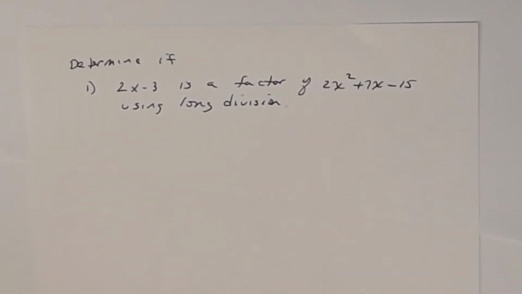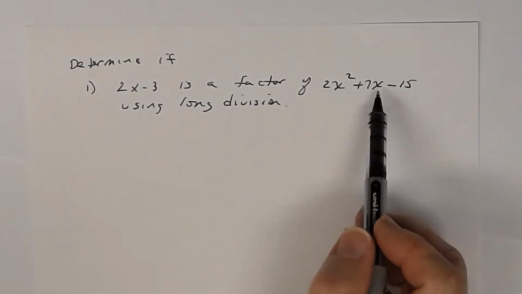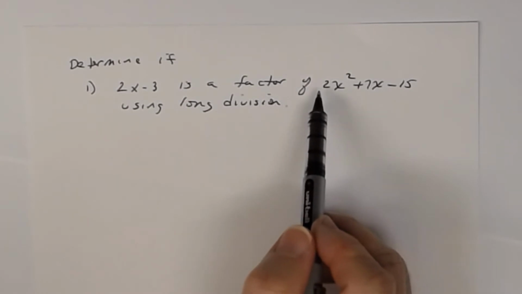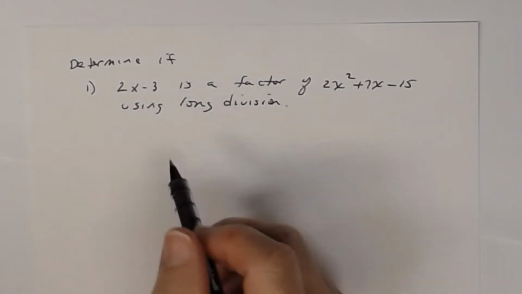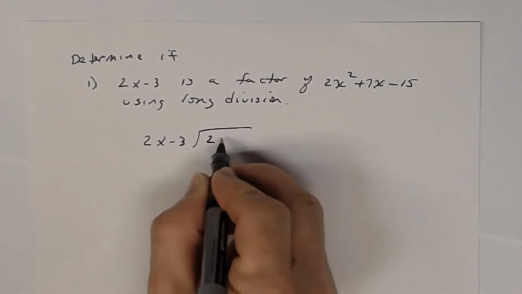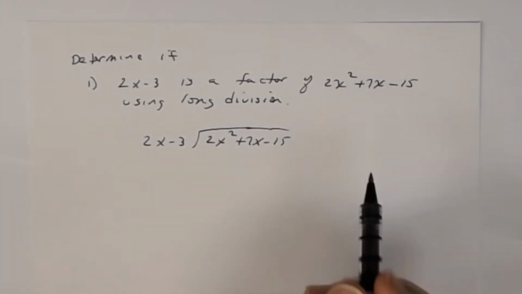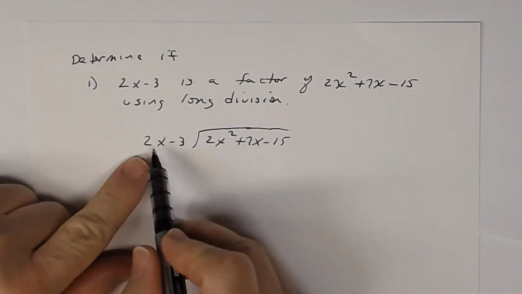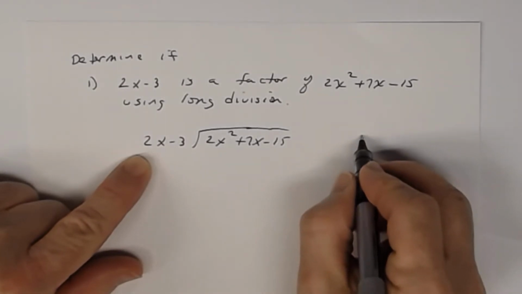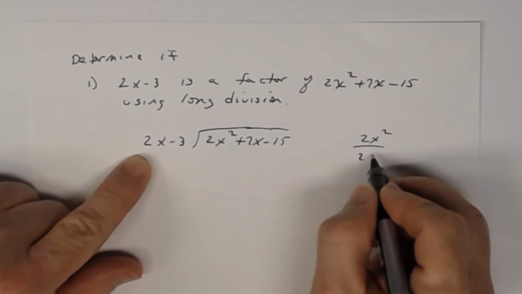Now remember, when using long division, you have to make sure that any missing term gets a 0 term. I don't have any missing terms here, and the terms must be in descending order, and they are. So you're going to say 2x minus 3 divided into 2x squared plus 7x minus 15. Let's use long division. So 2x into 2x squared, remember when you studied this previously, you'd say 2x squared divided by 2x.